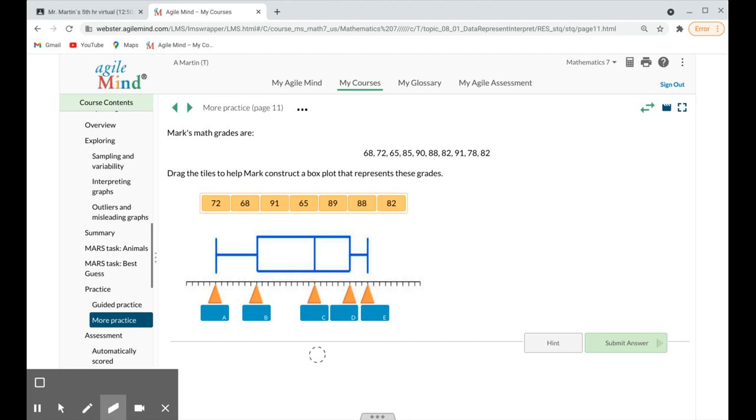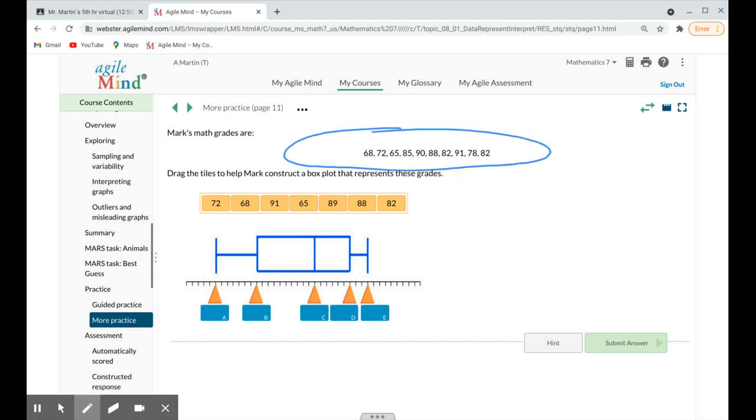Vincent, go ahead and read this and tell us how to work through this problem correctly. Drag the tiles to help Mark construct a box plot that represents these grades. All right, before we can do any of that, what do we have to do with this data set? Put it in order. Great, so I want you to do that.